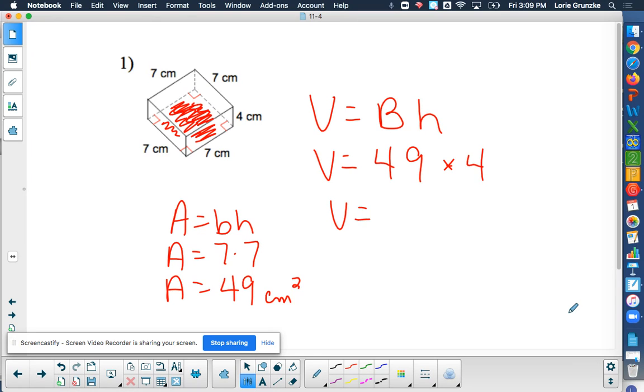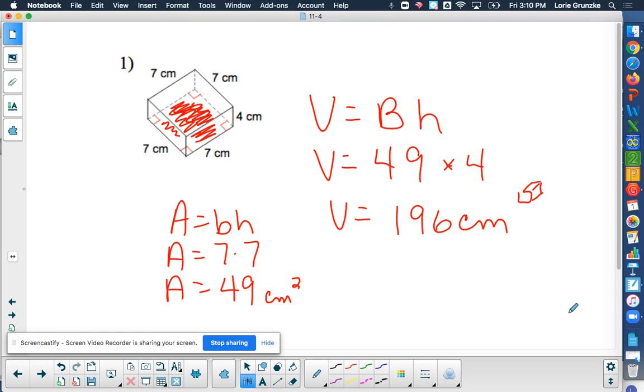Then I take my calculator, which I'm going to do. I have to do these problems as I go. 49 times 4, and I get 196. And the label is centimeters cubed.